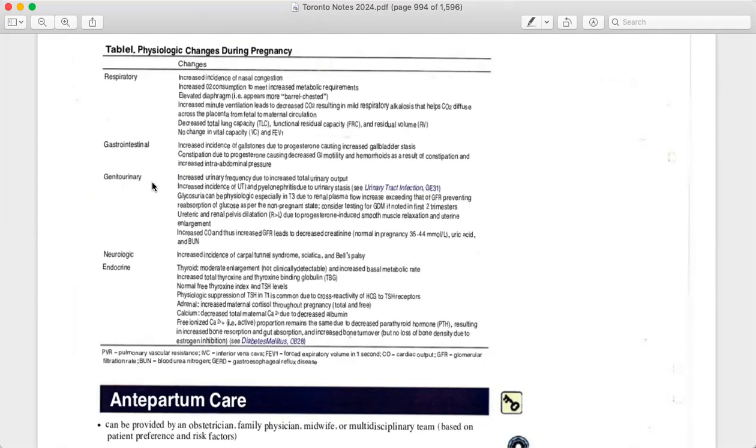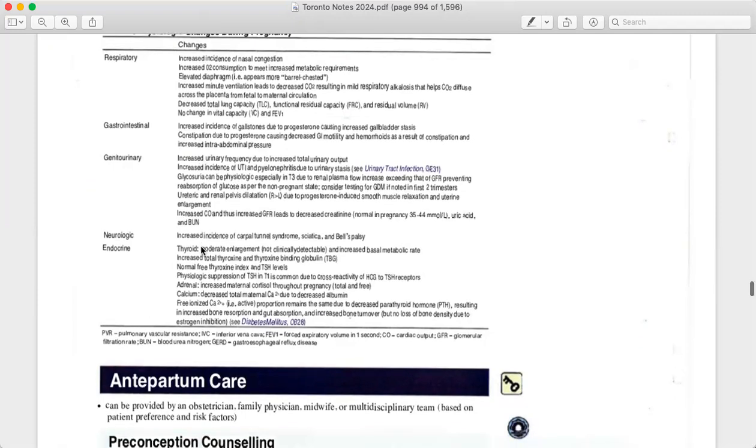pressure. Coming to the urinary system, there is an increased urinary frequency. So that's why UTI is very, very common and increased in the pregnancy, with pyelonephritis, where glycosuria is kind of normal as well, and then ureteric and renal pelvic dilation. So these things are as in. Coming to neurological, there is carpal tunnel syndrome, sciatica, and Bell's palsy. That is an increased incidence.